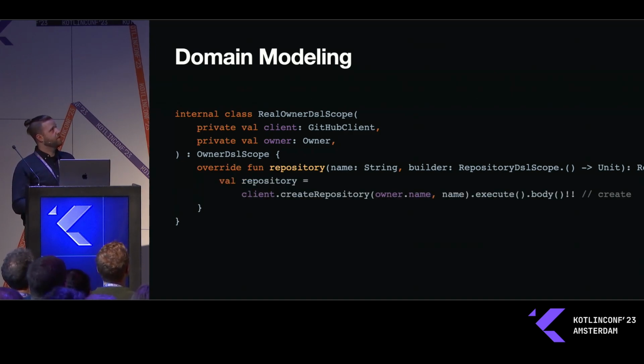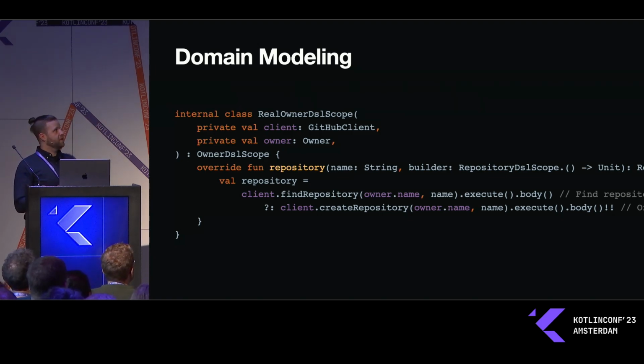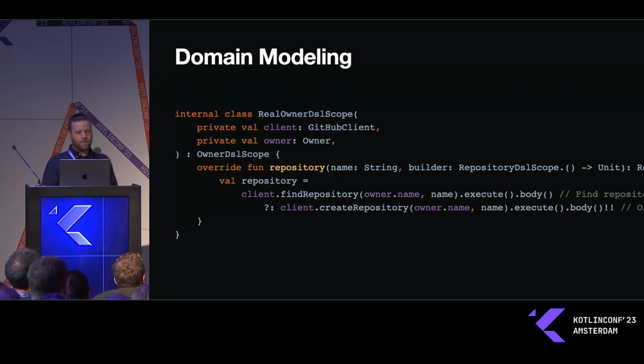And then in the body of this function, we can call client.createRepository. And there we go. Excellent Retrofit error handling. If we wanted to make this a little bit more flexible, because repositories have a unique name, we could look to see if there's already a repository that has that name, and we'll use that one instead.